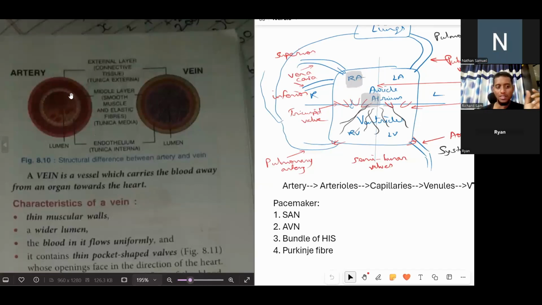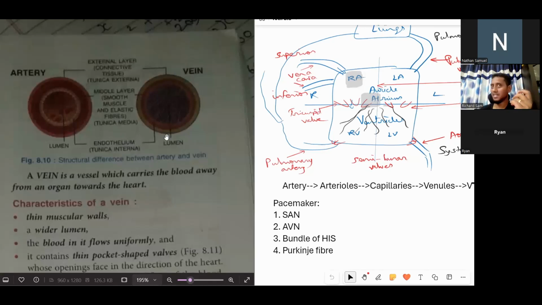Okay, so the walls are thick and the gap, the hole through which the blood flows, is called the lumen. The lumen is narrow. Okay, walls are thick, lumen is narrow. Even if the artery is empty and there is no blood, it will stay open because it's very thick walled, no? The lumen will be open.